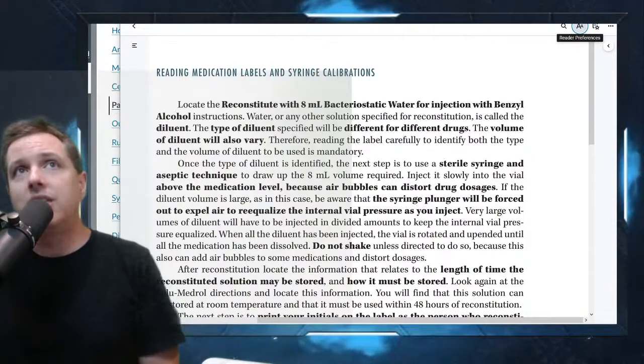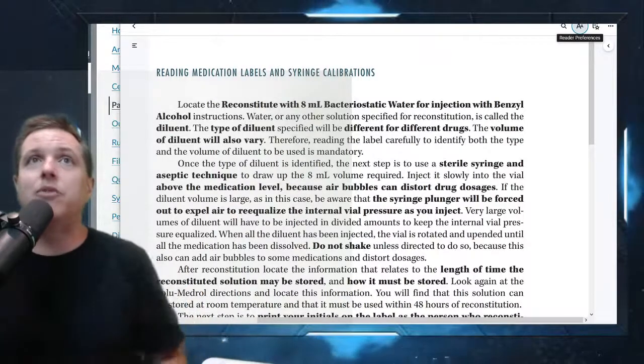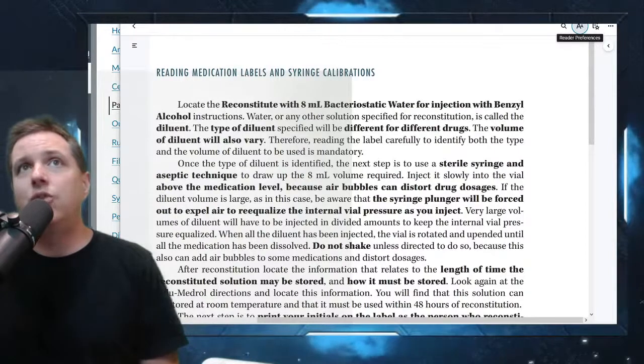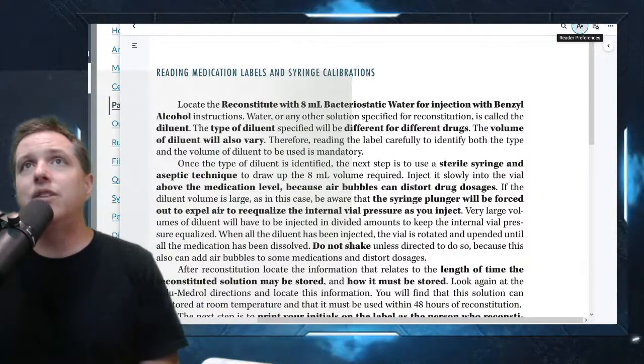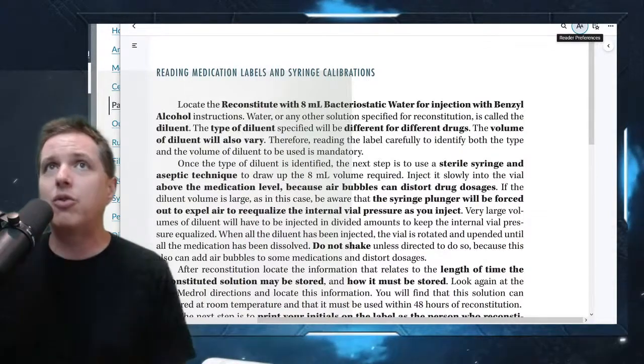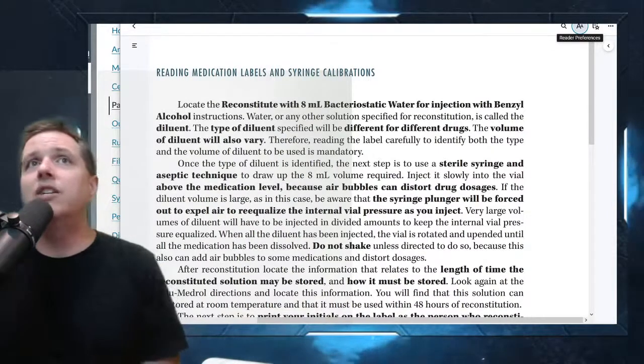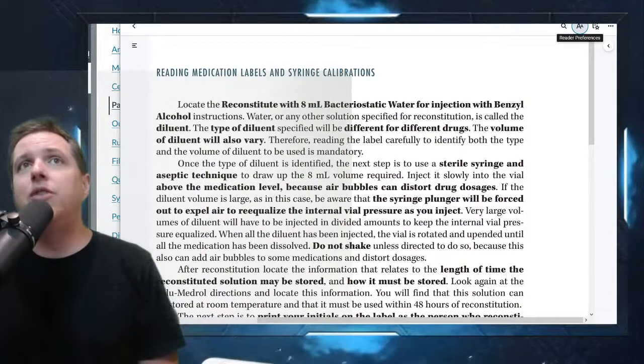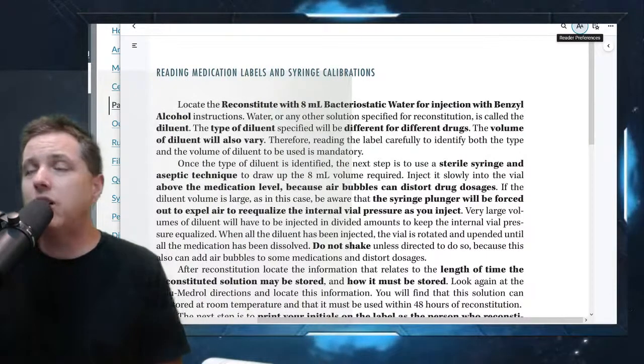Okay. I'm going to read this just because I want to make sure I don't miss anything. Once the type of diluent is identified, the next step is to use a sterile syringe and aseptic technique to draw the 8 milliliter volume required, right? Inject it slowly into the vial above the medication level, because air bubbles can distort drug dosages.